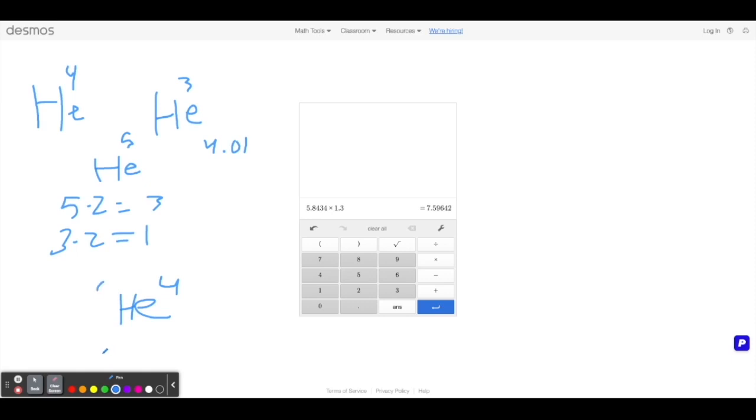An equation to figure out the electron number is atomic number minus x, which is the electron number, equals y, and y is the charge. So in this case, the charge is 0 and the atomic number is 2, so 2 minus x equals 0. Subtract 2 from both sides to get negative x equals negative 2, multiply by a negative 1 to get x equals 2. So that means there are 2 electrons.